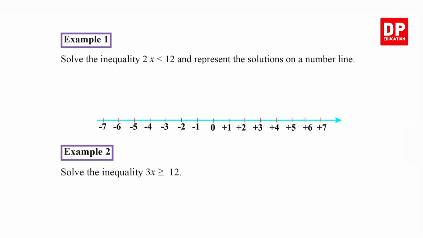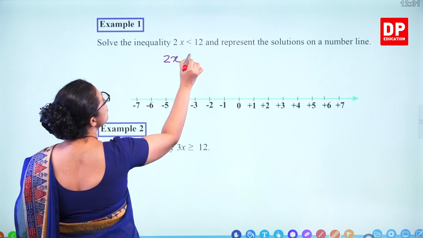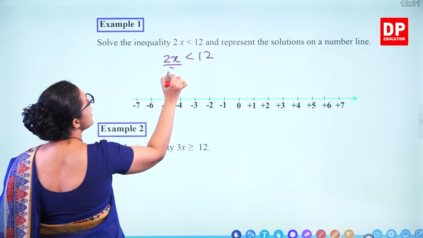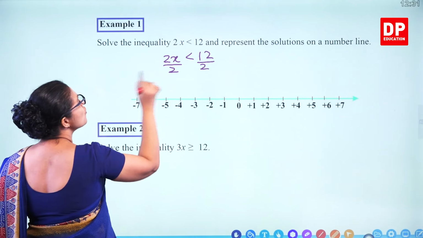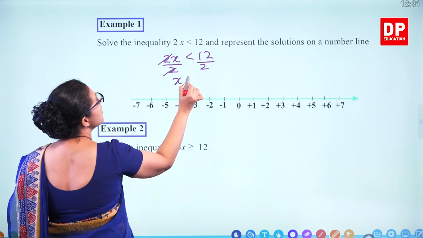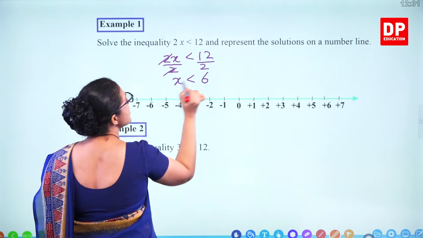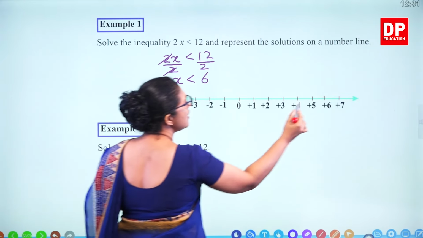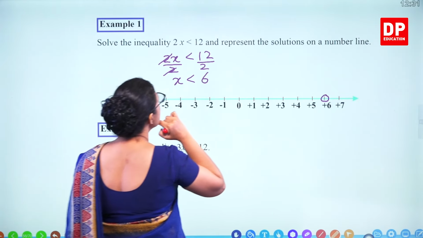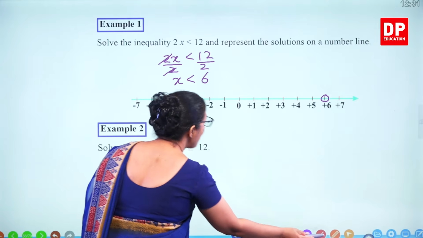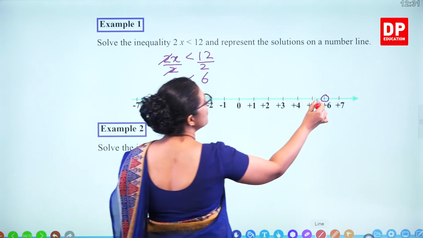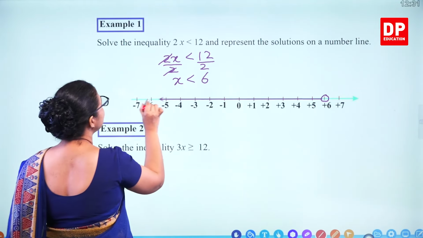Now we look at example number 1. Solve the inequality 2x less than 12 and represent the solutions on a number line. So what you do? We can divide both sides by 2. Nothing happens to the sign. 12 divided by 2 is 6. 6 is not included, so we draw an open circle and the arrow goes from here to the left side.